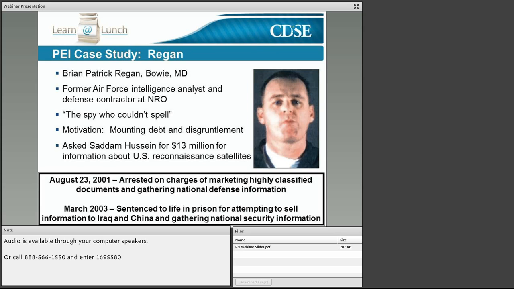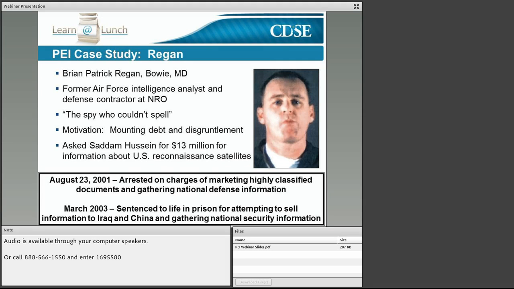Regan was under surveillance for months after a foreign source passed on a letter from an unidentified U.S. intelligence official offering to sell information. The letter was riddled with misspellings, and this led the FBI to look for a bad speller in the intelligence community. Regan, who was dyslexic, became the prime suspect. He would later become known as the spy who couldn't spell.